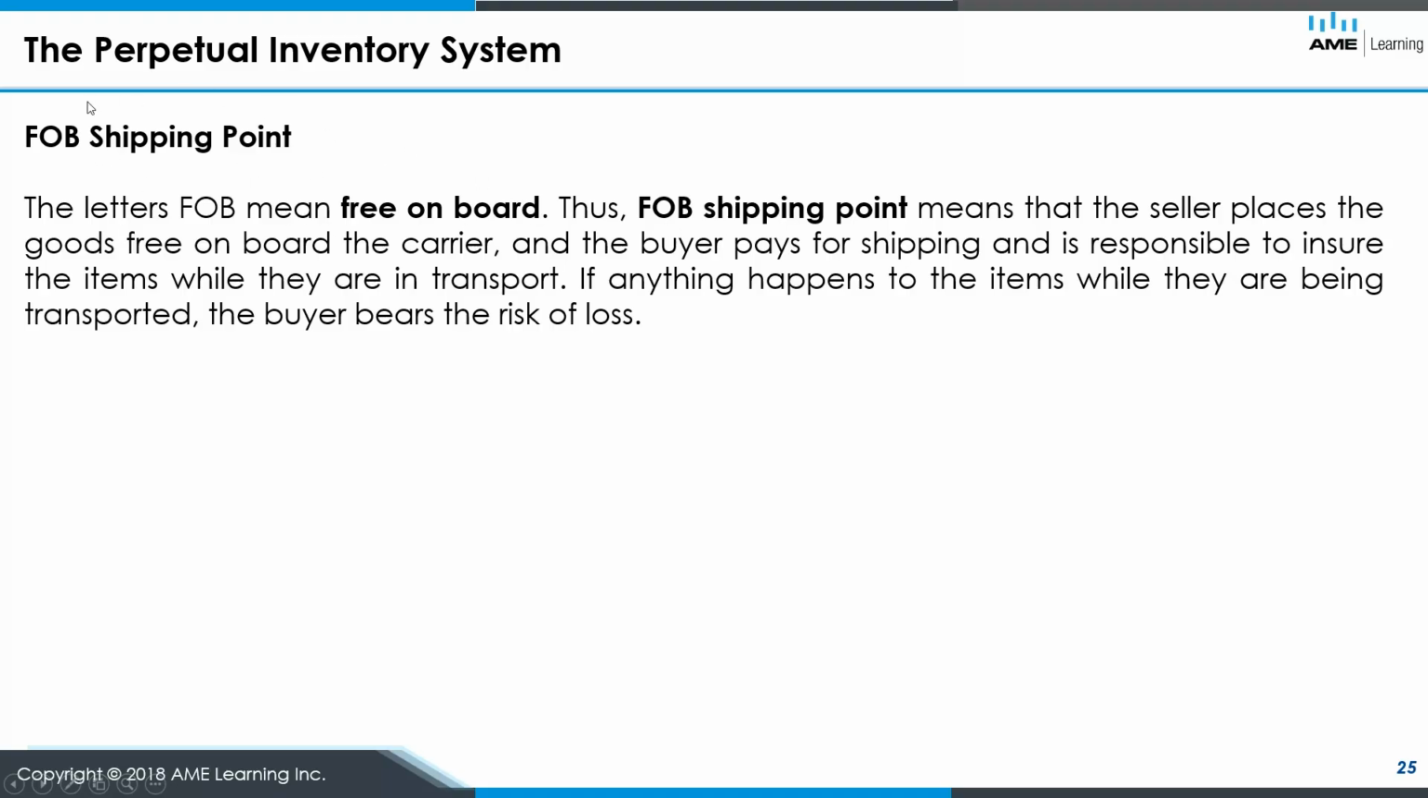And when we say FOB shipping point, what we mean with this terminology is that the ownership of that inventory changes from the manufacturer to the merchandiser at the shipping point, essentially. In other words, if anything happens to the items while they're being transported, the buyer is the one who owns them at that point. They bear the risk of the loss. They probably have to have some insurance in place just in case something happened there.